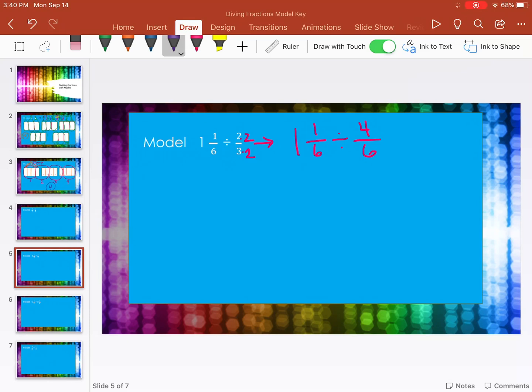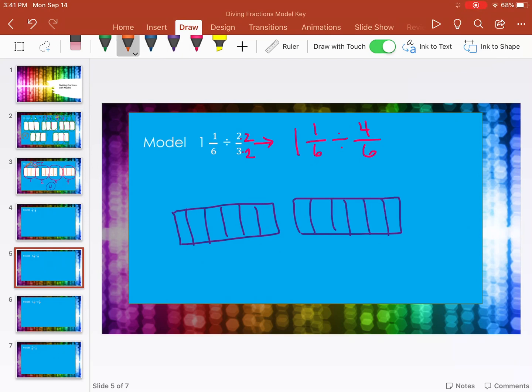Now we draw our first fraction. So I'm going to draw 1 1/6. I need 1 whole rectangle and a second rectangle so that we can show what 1/6 looks like. So 1 whole rectangle, a second whole rectangle. I'm going to cut these into my denominator, 6. Both of my rectangles cut into 6ths.